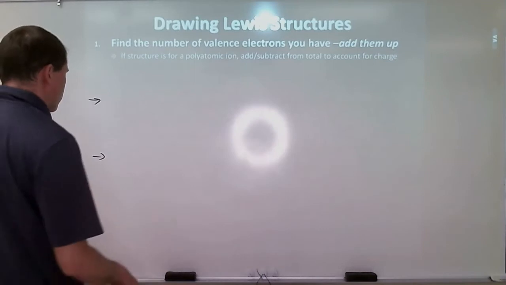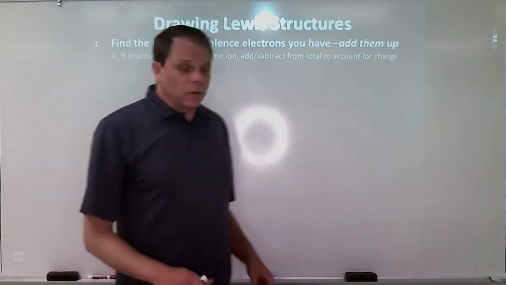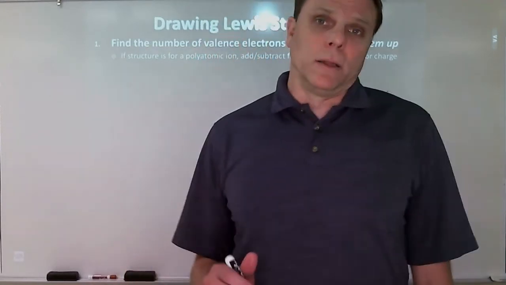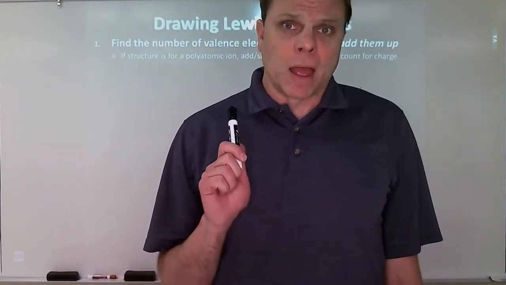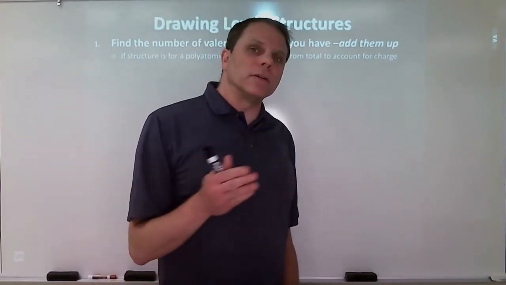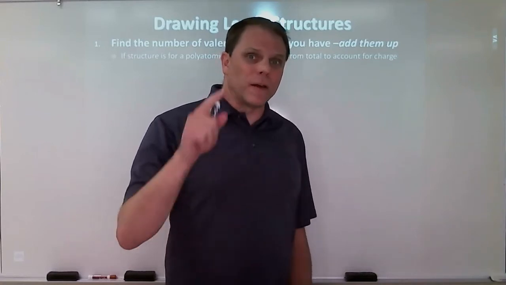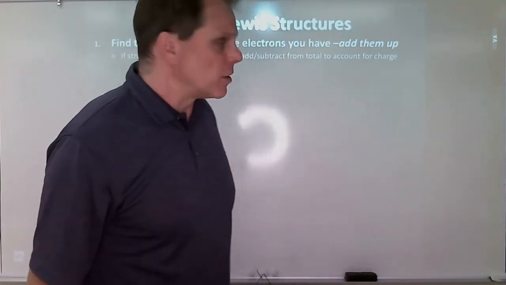All right, so how do we draw Lewis structures? Well, there's a set of rules that we're going to follow anytime we draw Lewis structures. Okay, so the first rule is you've got to count up all the valence electrons. Whatever compound you're dealing with, look at the different elements and count up all the valence electrons for all those different elements. That's your first rule.